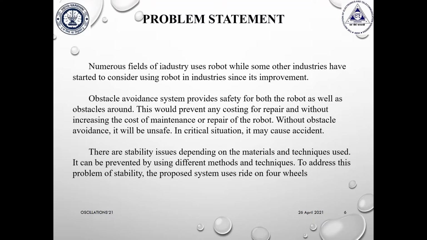Now I would like to call Master Kushal to give further ideas regarding the implementation and working of this obstacle avoidance car. Over to you, Kushal. Thank you very much, Riddhesh. So let us go ahead with the block diagram.